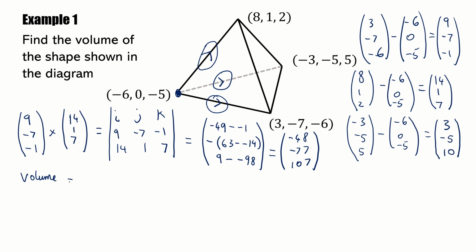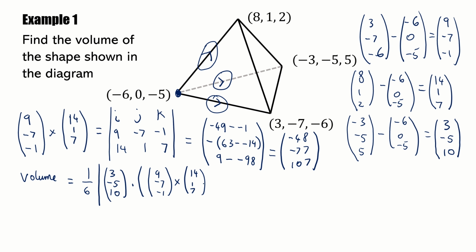And so therefore, if we want to work out the volume of this pyramid, the volume will equal 1/6 lots of the modulus of the third edge vector we hadn't used yet. So that's (3, -5, 10), dotted with our cross product that we just did, which was, of course, (9, -7, -1) cross product with (14, 1, 7). So this calculation is what we need to do. We've already done part of it, so it's 1/6 lots of the magnitude or modulus of (3, -5, 10) dotted with (-48, -77, 107).